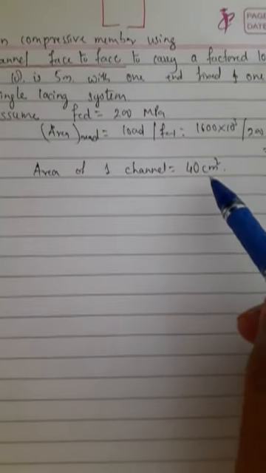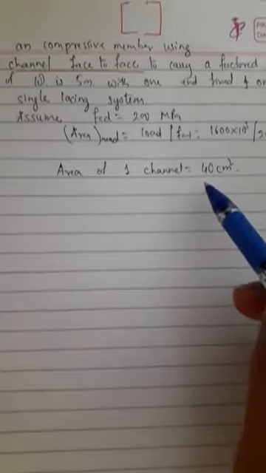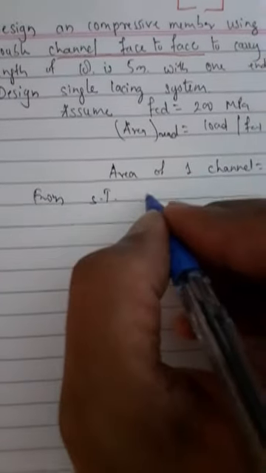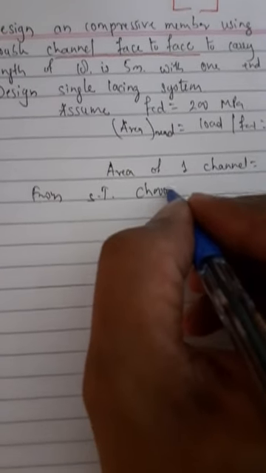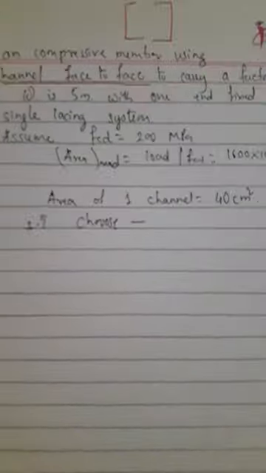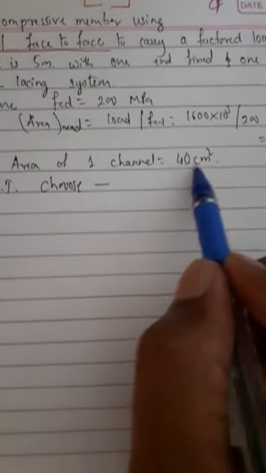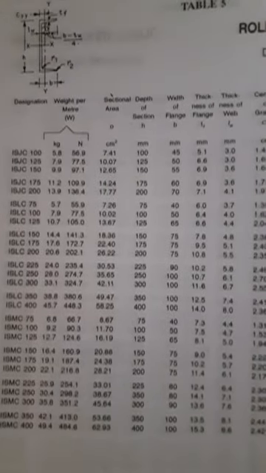Now the area required for two channels together is 80 centimeter square. Area of one channel is 40 centimeter square. Now from steel tables, you have to choose a single channel section such that its cross sectional area is a little more than 40 centimeter square.